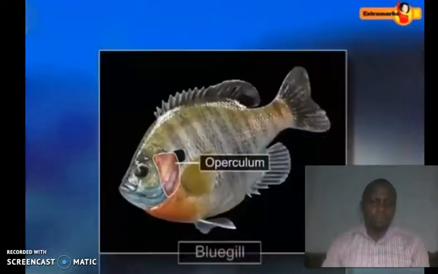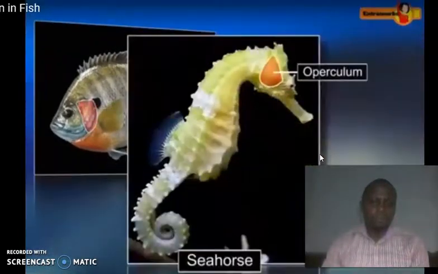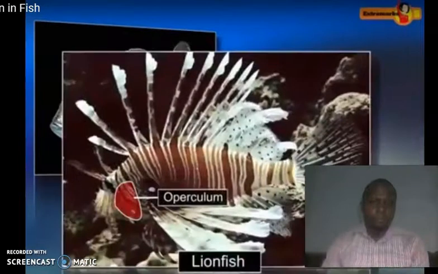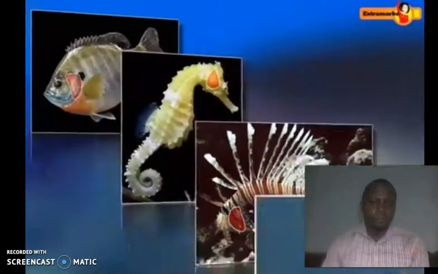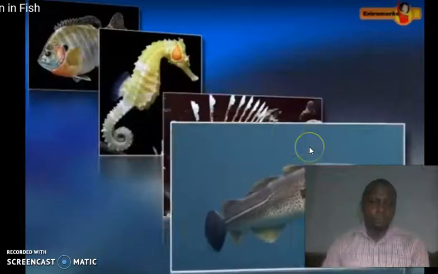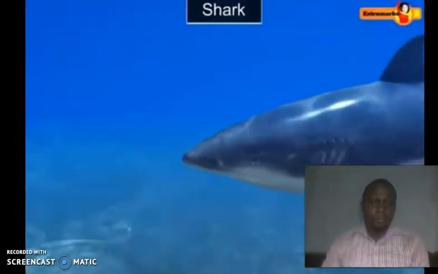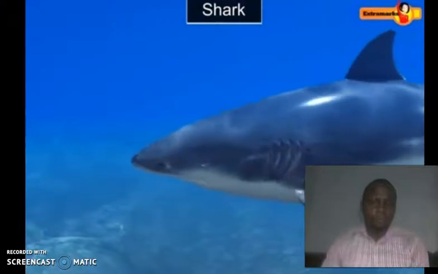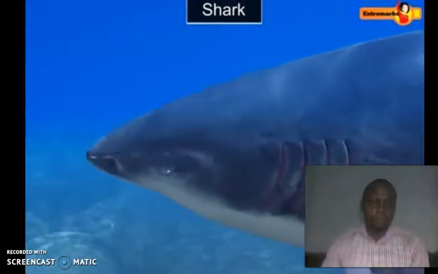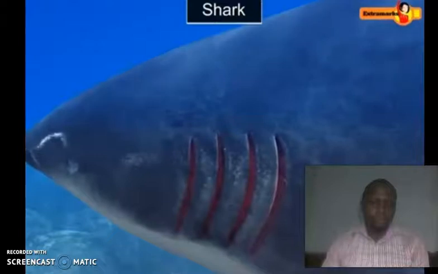Fishes like bluegill, seahorse, lionfish, and Atlantic cod possess the hard cover of operculum. The best example of a fish having no operculum is the shark. All the species of shark lack operculum and have only gill slits.